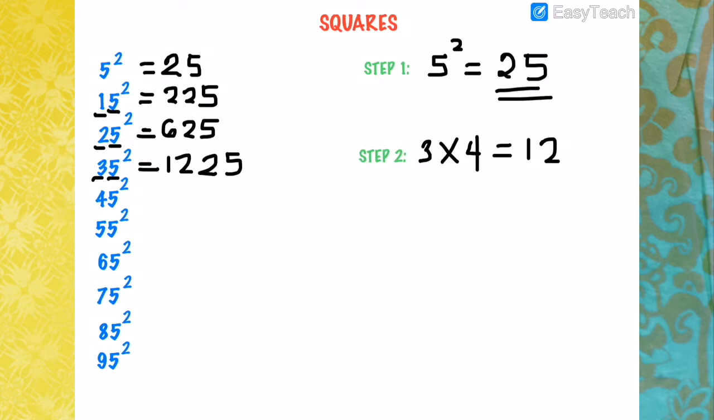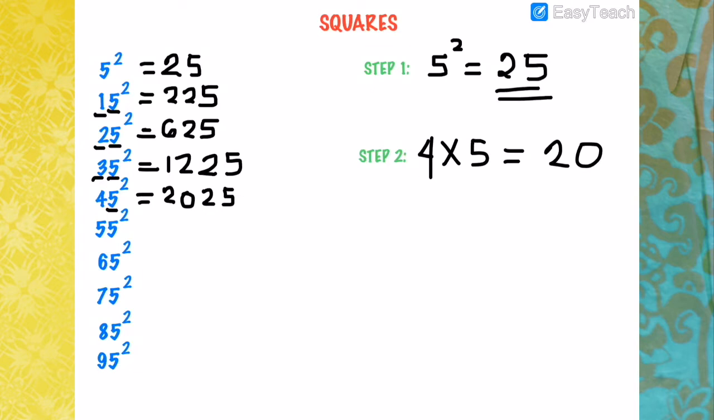Now let's try another number, 45 squared. Again, square the first number, which is 5 squared, which is 25. And then the next number, which is 4, we multiply it by 5. That will give us 20. Therefore, 45 squared would be 2025.